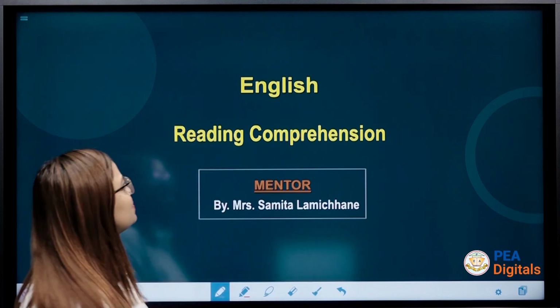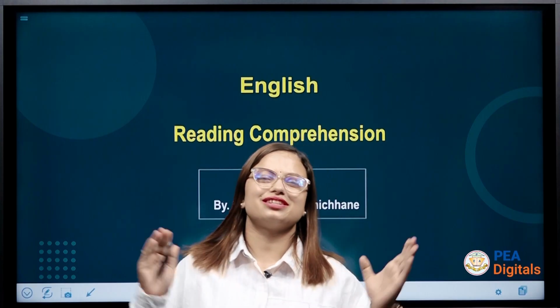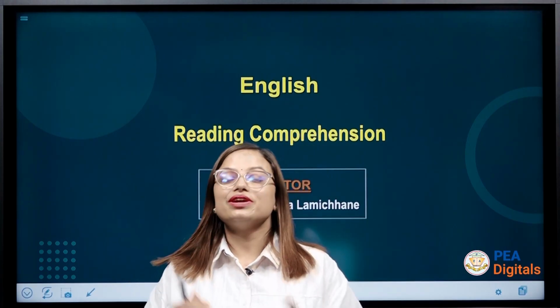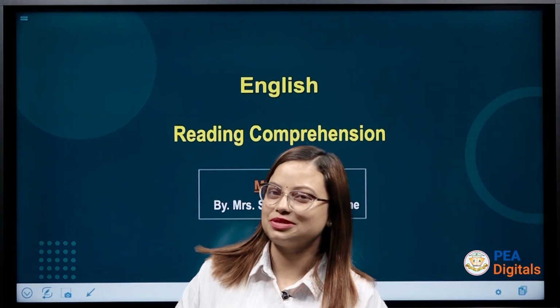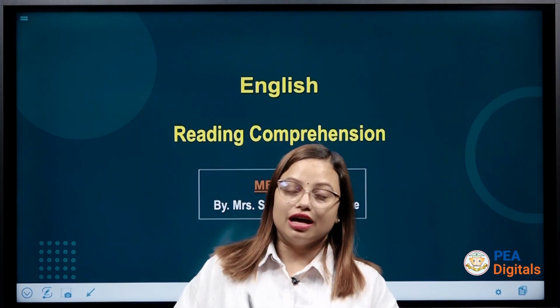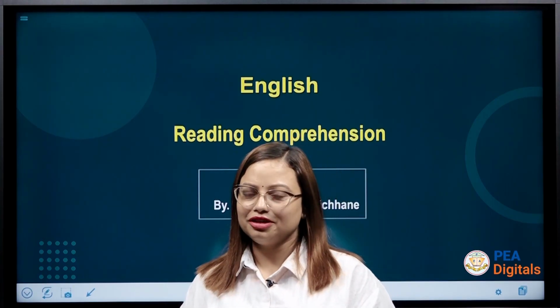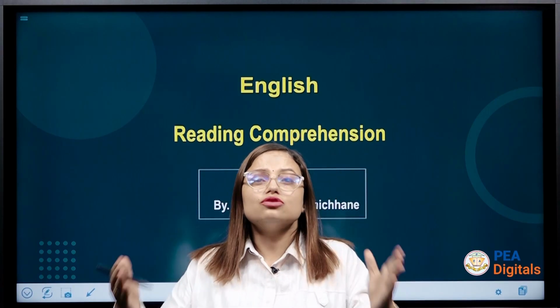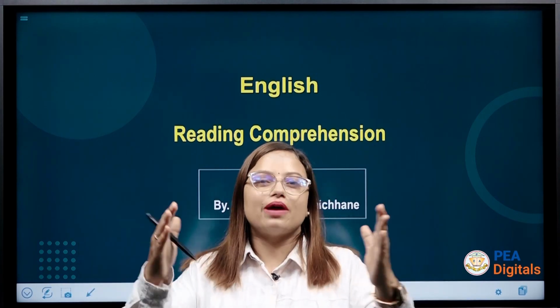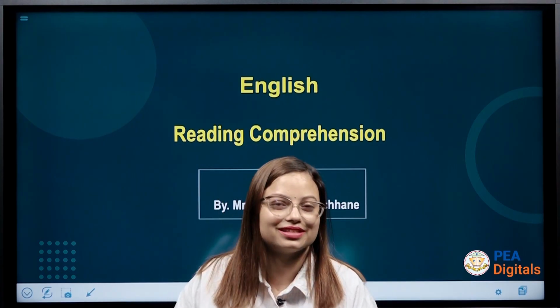Let's go to reading comprehension. First of all, I would like to define reading comprehension very briefly. It is the ability to understand, interpret and make meaning from written text. It involves reading passages, answering questions, and we want to know how well you understood the context. So this is all about reading comprehension.